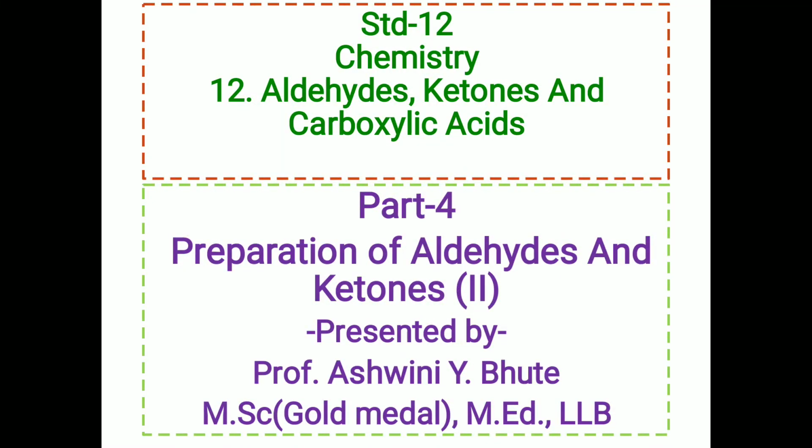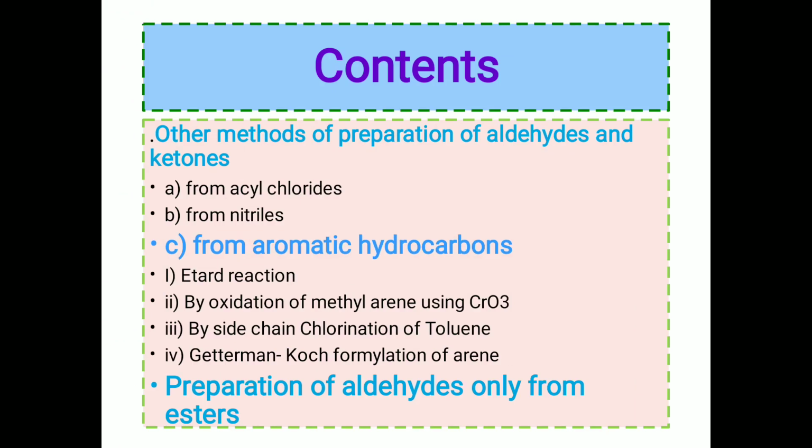We are studying chapter 12 of chemistry, which is aldehydes, ketones, and carboxylic acids. In this part 4, we are studying the preparation of aldehydes and ketones. Before this, we studied the preparation of aldehydes and ketones and some of their reactions. Now, there are three main methods for the preparation of aldehydes and ketones.